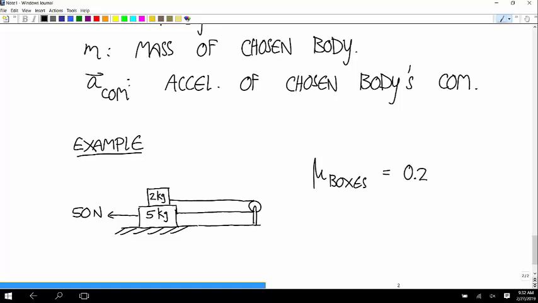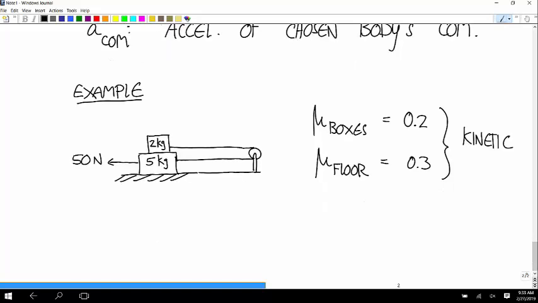This is going to be moving, and the coefficient of friction between the floor and the 5 kilogram box is 0.3. And we want to calculate the acceleration of this system. There's one more bit of information we need before I can calculate that. So if this is moving, what else do we need to know?